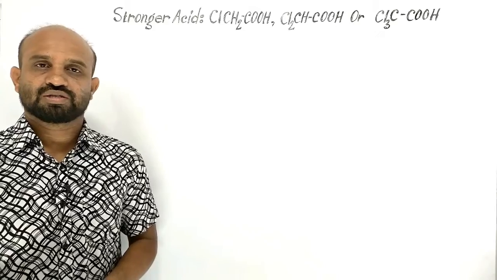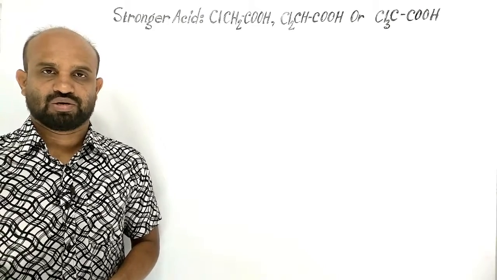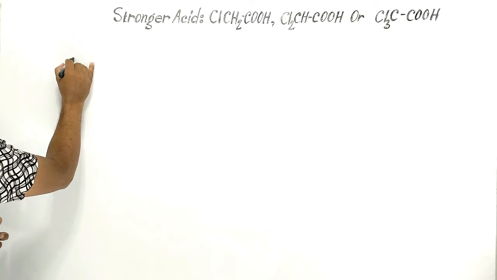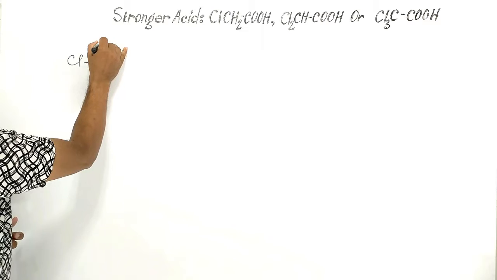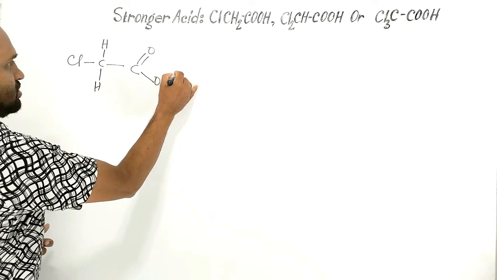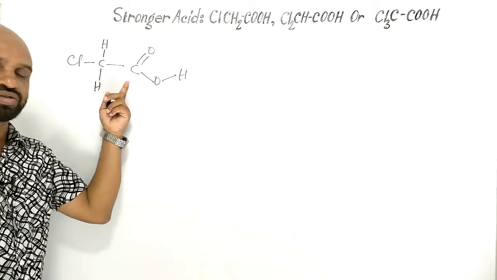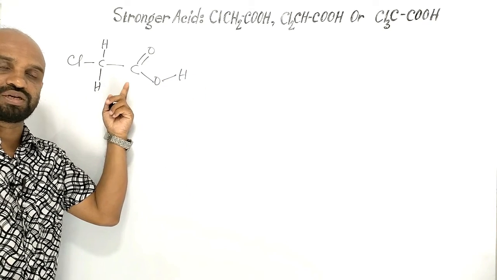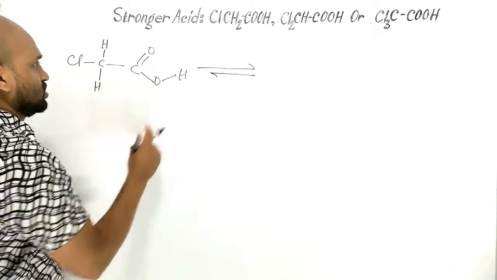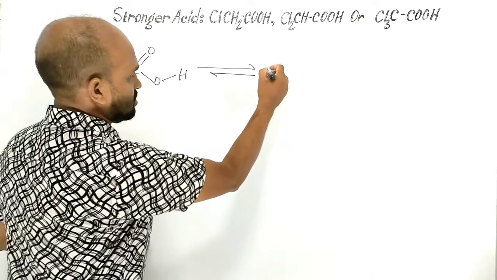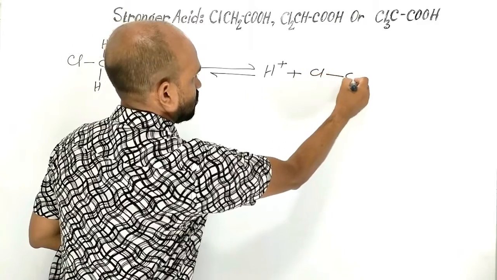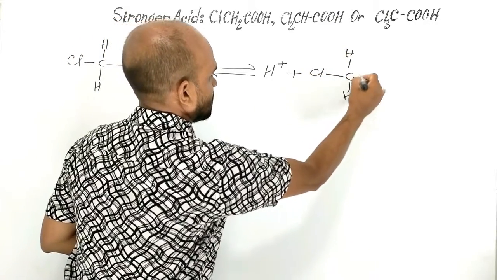Let's try to discuss the strength of acids one by one. First of all, monochloroacetic acid. This is the structural formula of monochloroacetic acid, which ionizes to produce a proton and monochloroacetate ion.